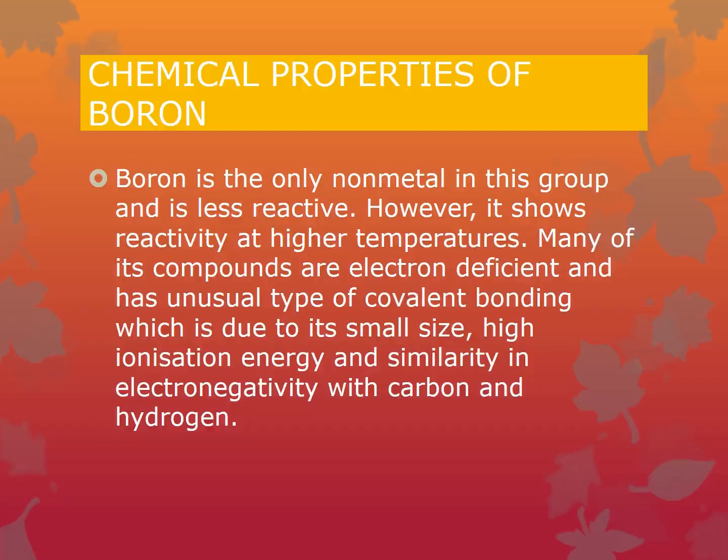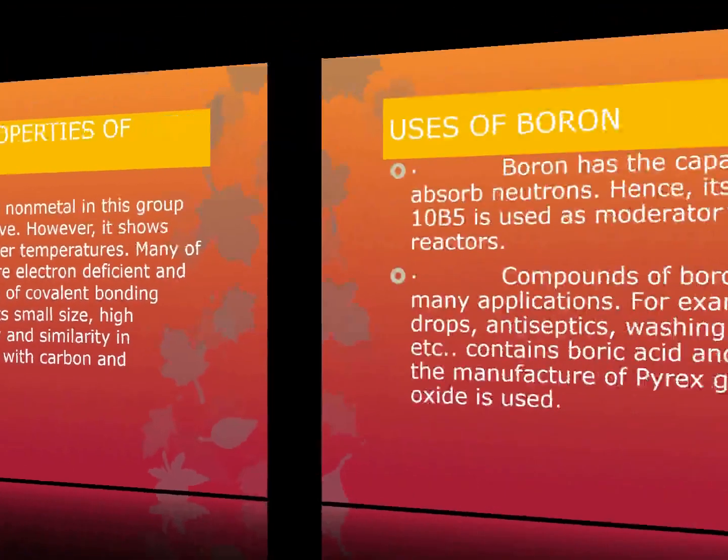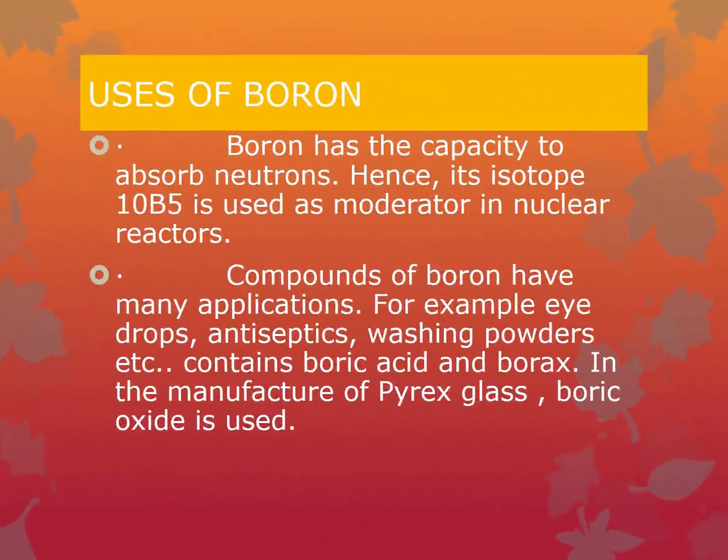Uses of boron. Boron has the capacity to absorb neutrons. You should study the uses, very important. Hence its isotopes are used as a moderator in nuclear reactors. Next, amorphous boron is used as a rocket fuel igniter. Next, boron is essential for the cell wall of plants.